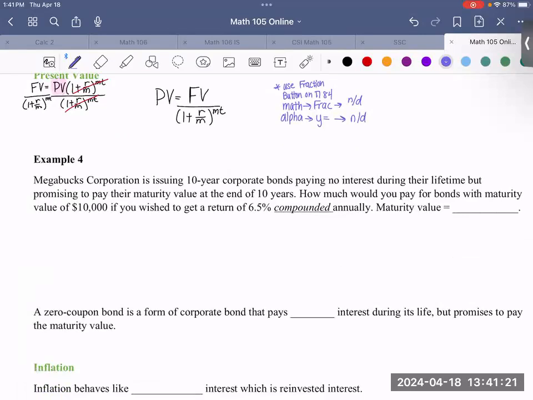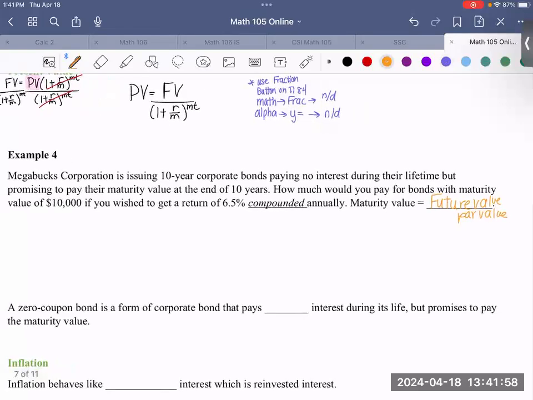It says example 4, Megabuck Corporation is issuing a 10-year corporate bond paying no interest during its lifetime, but promises to pay their maturity value at the end of 10 years. How much would you pay for the bond with a maturity value of $10,000 if you wish to get a return of 6.5% compounded annually? Now, when it says maturity value, they mean future value or par value.